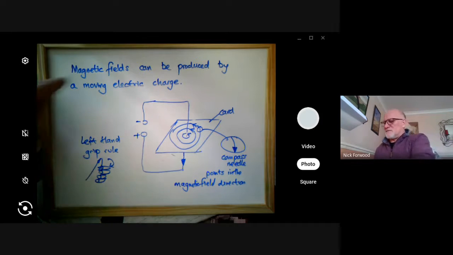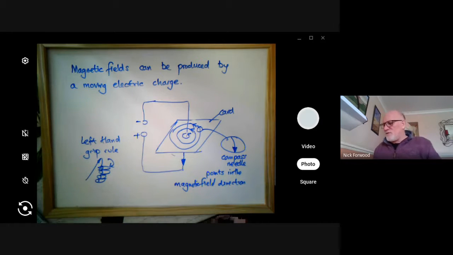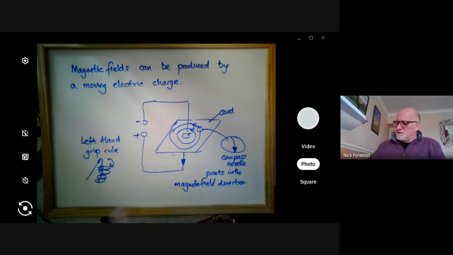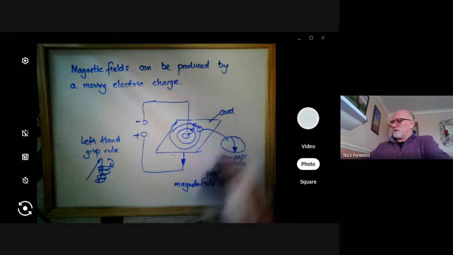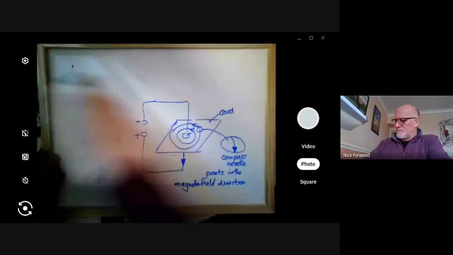So magnetic fields can be produced by a moving electric charge. So as soon as you turn the current on, you get a magnetic field. Known about for a couple of hundred years. And you might have made electromagnets in the past where you take a piece of wire and wrap it round and round a big nail, and you can pick up paper clips and turn off the current, the paper clips will drop off, that sort of thing.